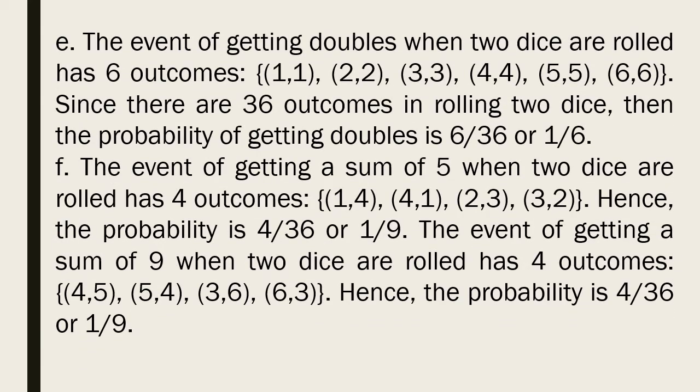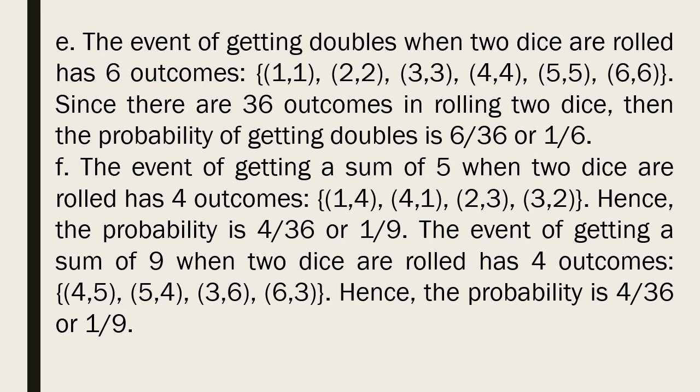For letter E, the event of getting doubles when 2 dice are rolled has 6 outcomes. So ano yung mga sample space natin or outcomes doon? 1,1; 2,2; 3,3; 4,4; 5,5; 6,6. So, since kapag nag-roll tayo ng dalawang dice, there are 36 outcomes na lalabas. So, yung probability na may lalabas na double ay 6 out of 36 outcomes or 1 over 6.